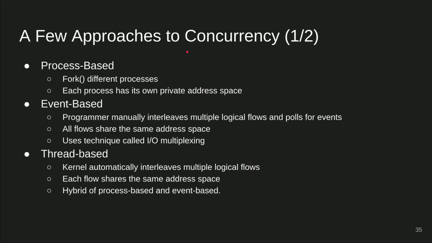Okay, and there are a few approaches to achieve concurrency. In fact, we've already looked at one type, which is process-based, where we have the fork command. That was a way to get multiple processes running, sometimes in parallel, right, where we saw how each process made a complete duplicate of itself and then began executing.